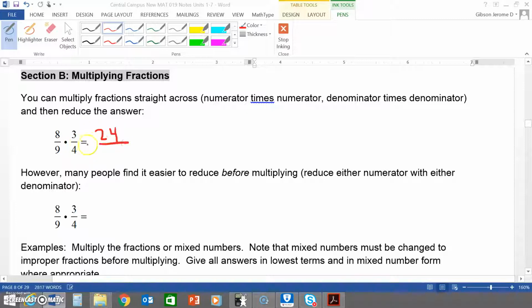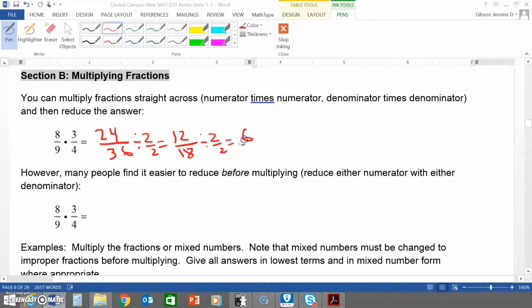8 times 3 is 24, and 9 times 4 is 36. Now we can simplify this. Both of them are even, so we can divide both by 2. So that'd be 12 over 18. They're still even, so we can divide both by 2.